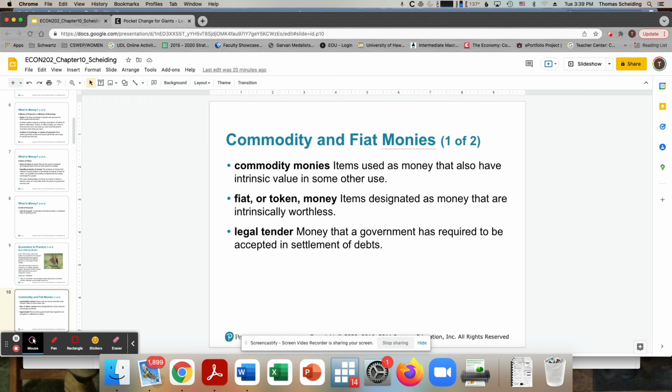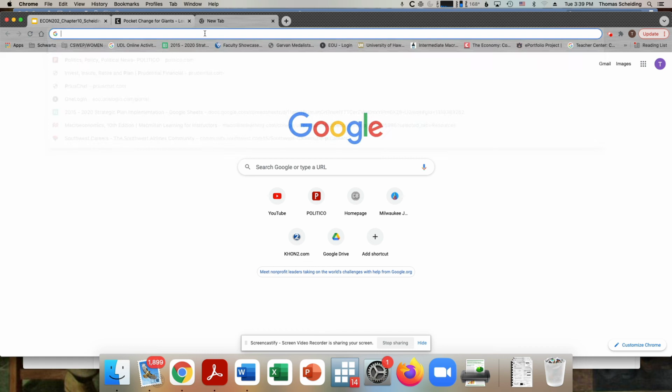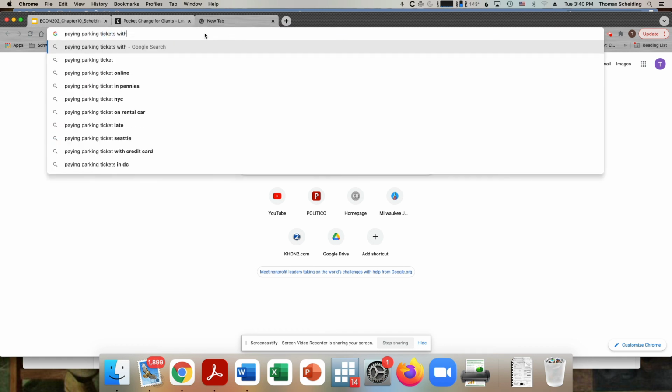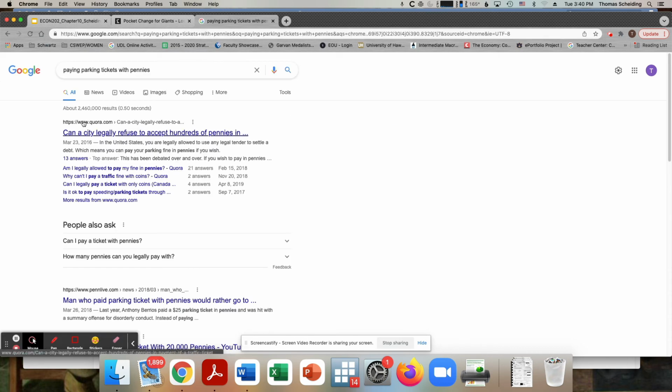Now, what a fiat money does is, if you look on your dollar bills, it's got a note on it that says, "This note is legal tender for all debts, public and private." I'm just quoting that from memory. It's probably something along those lines. Basically, it's saying that it's U.S. law that the dollar has to be accepted for debts. And this is the thing where people pay parking tickets with pennies, because it's also legal tender.